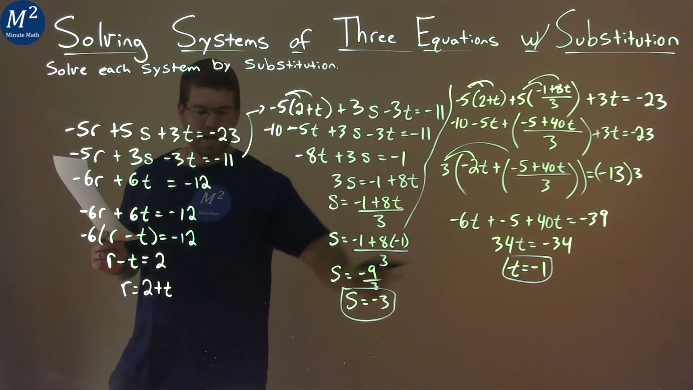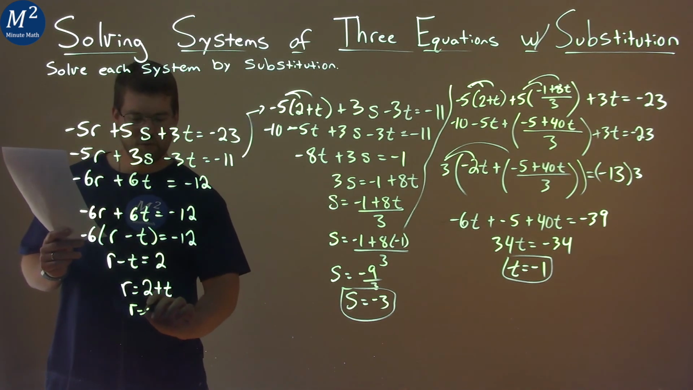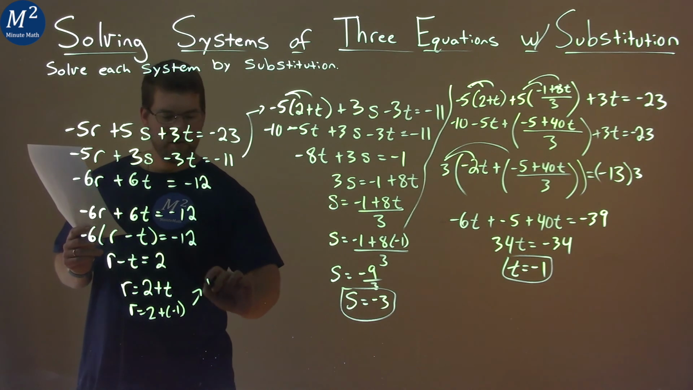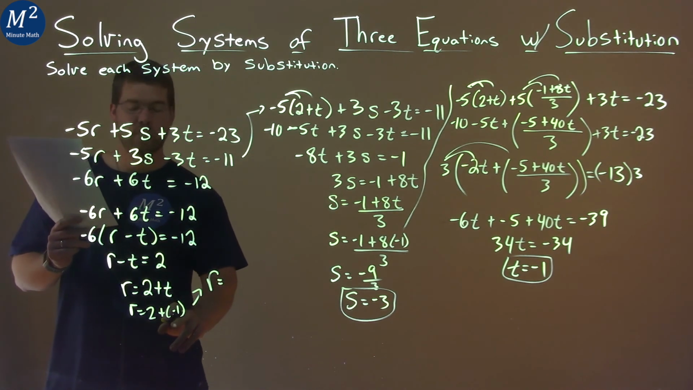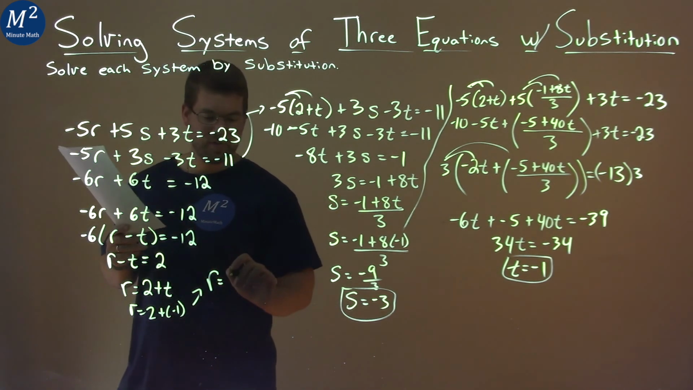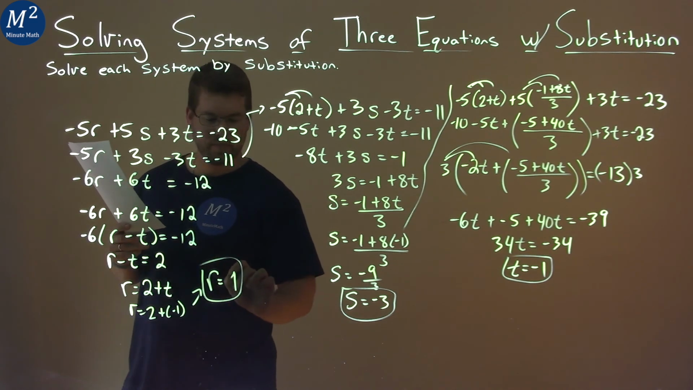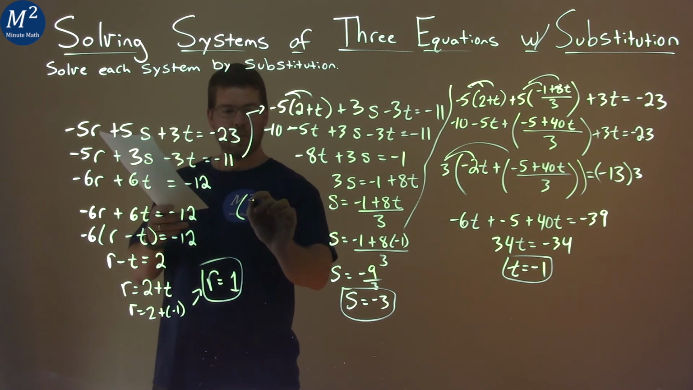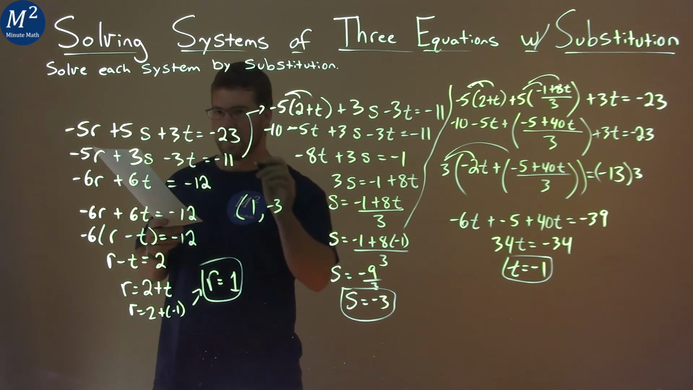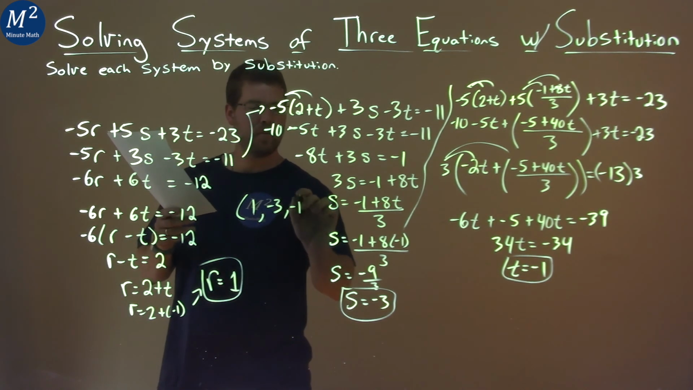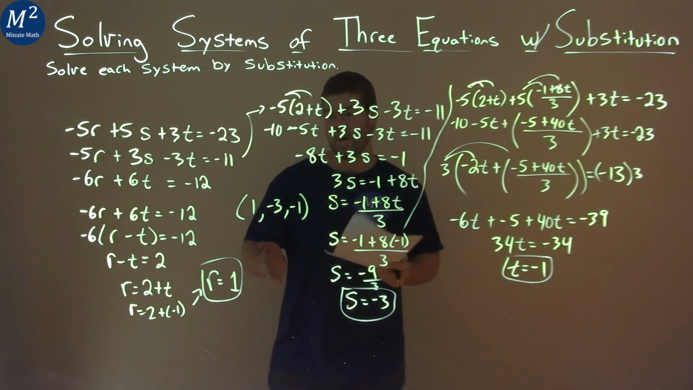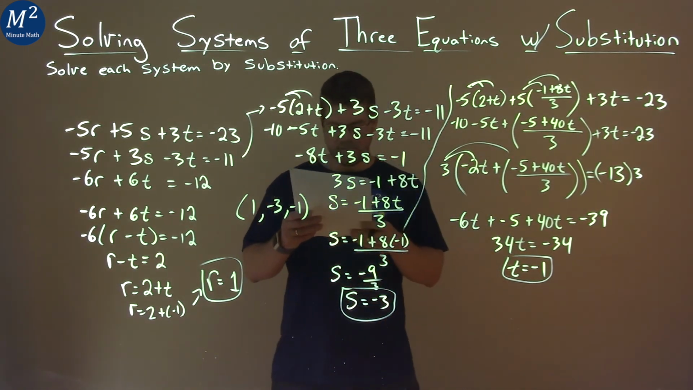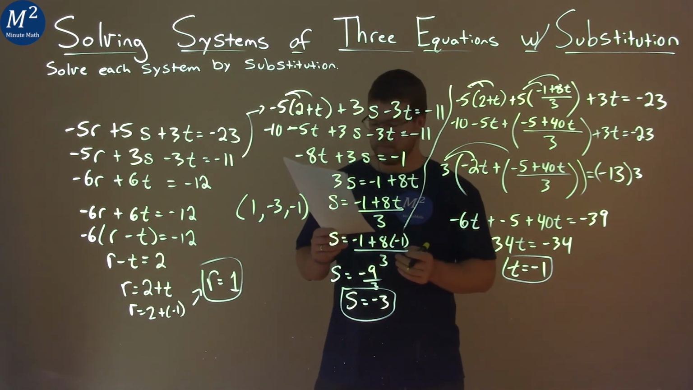Same thing here, put negative 1 for this t. R equals 2 plus negative 1. And we can write that here. R equals, what's 2 plus negative 1? And that is positive 1. So we can write this as a coordinate point solution of 1, negative 3, in the order they gave us the variables, negative 1. And that is our final answer. R equals 1, s equals negative 3, and t equals negative 1.